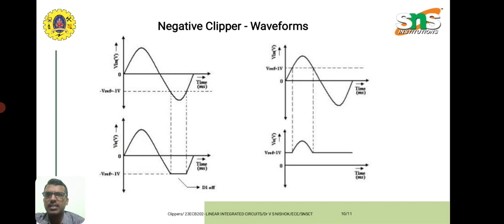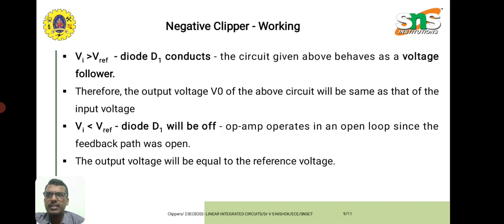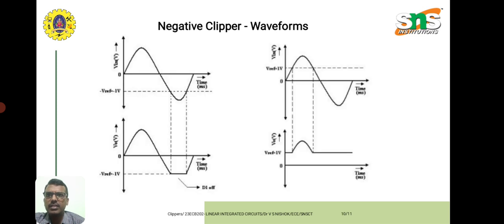Similarly, another example, V reference with plus 1 volt, is shown on the right hand side. If you take V reference as plus 1 volt, as per the condition discussed in the previous slide, whenever Vi is greater than V reference, diode D1 conducts. So in the right hand side diagram, whenever Vi is greater than V reference, diode D1 will be conducting, and whenever Vi goes less than the V reference, that is plus 1 volt, the diode will not be conducting, and zero output will be obtained, which is shown in the below diagram. So this is about the negative clipper working and its input output waveforms.